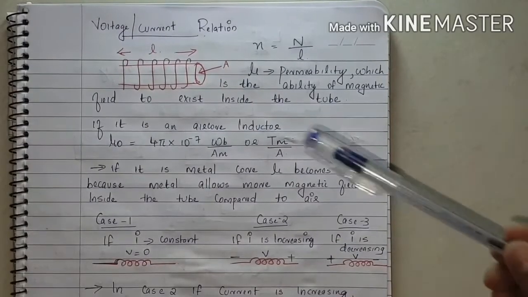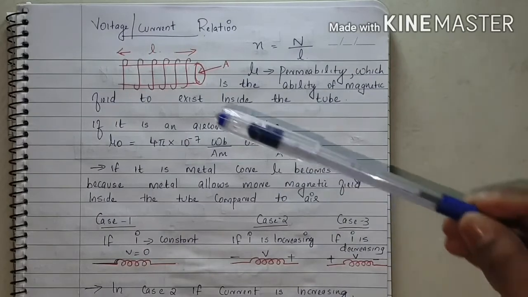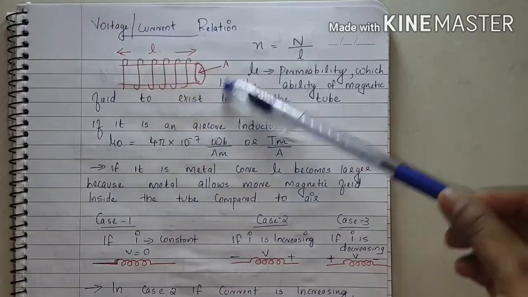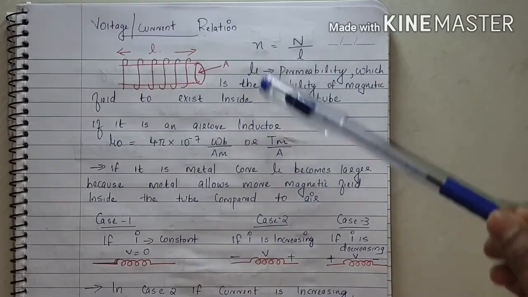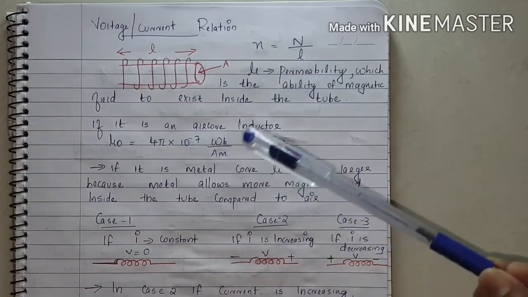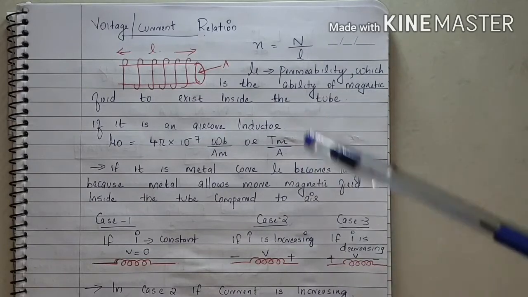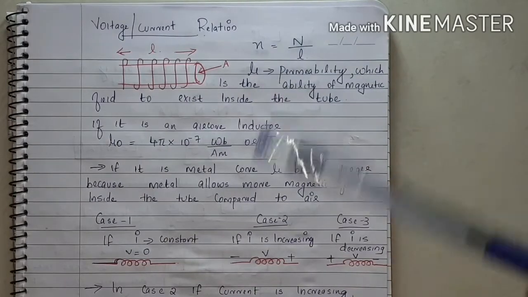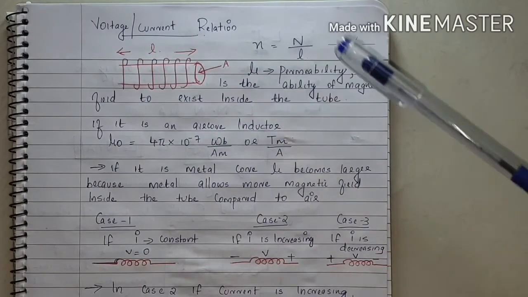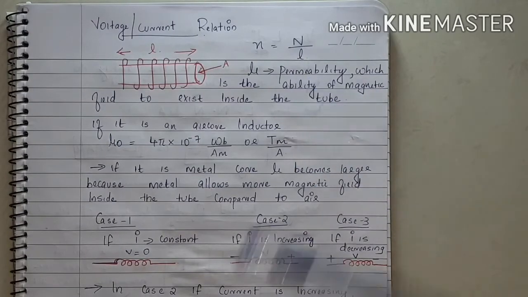Our next topic is the voltage current relation, the equation which connects both current as well as voltage. Let us consider an inductor having cross-sectional area A, length L and number of turns capital N. Number of turns per unit length can be written as small n, and permeability is represented by the letter mu, which is the ability of a magnetic field to exist inside the tube.